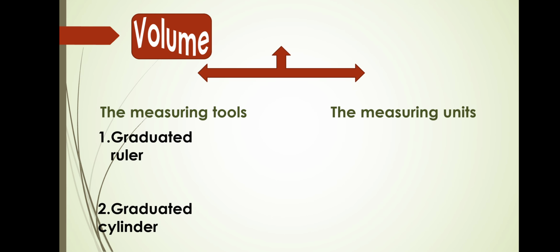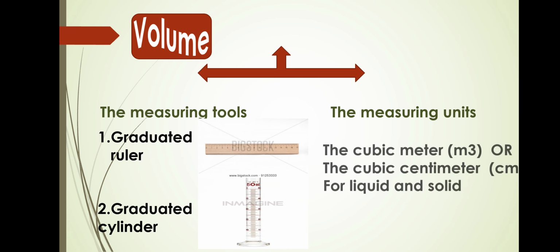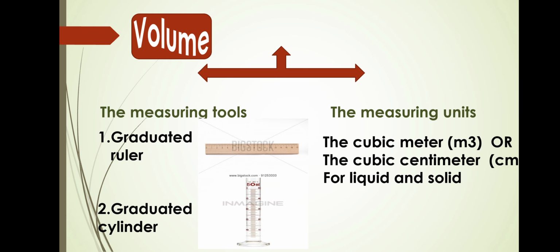Here we can use a graduated ruler, the ruler that we used in measuring lengths, and a graduated cylinder. This is a ruler and this is a graduated cylinder. It's a tube and has numbers, or it's graduated like the ruler. What is the measuring unit?